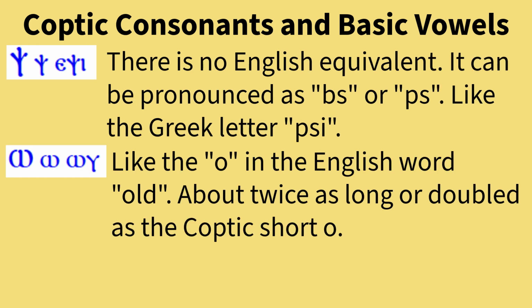Then we have the letter Absi. There's no direct English equivalent of this letter. It can be pronounced as bse or as pse. Personally, I choose to pronounce it bse, in keeping with how I pronounced the letter P earlier. Like the Greek letter, when it's pronounced as PS, you can also think of it as being pronounced like its Greek equivalent, the letter psi, so pse. But personally, I choose to pronounce it as bse as opposed to pse.